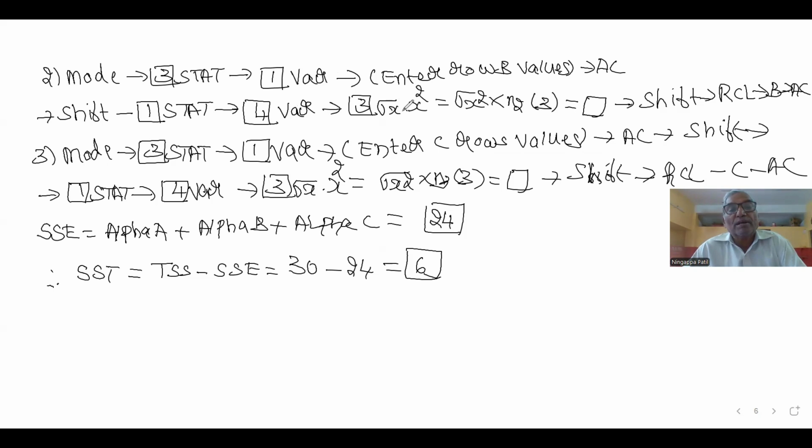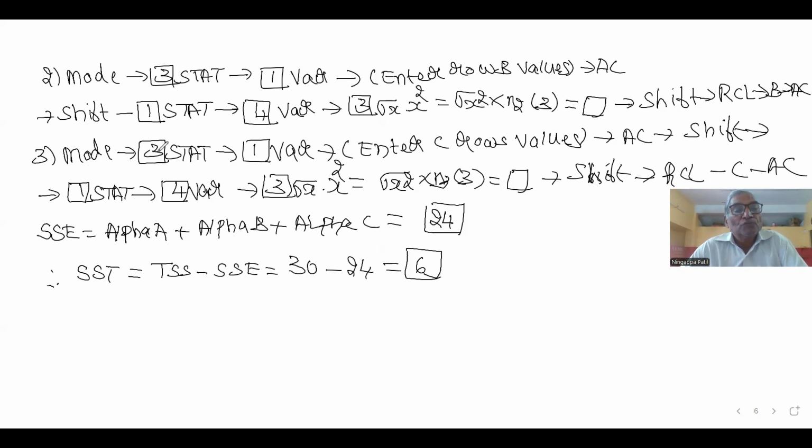But I want the square of this, so press the x square button. On the display the calculator shows sigma x square. Multiply by the 3 elements, equal to button, and store this value in the letter B: shift RCL B, AC. Similarly, the same procedure is used for the third row also.